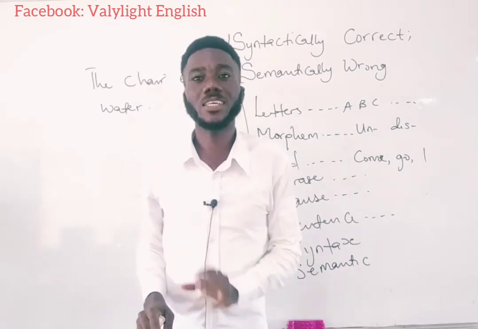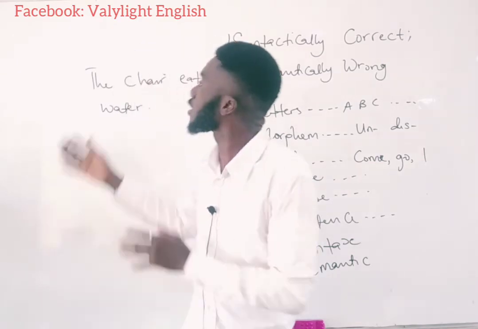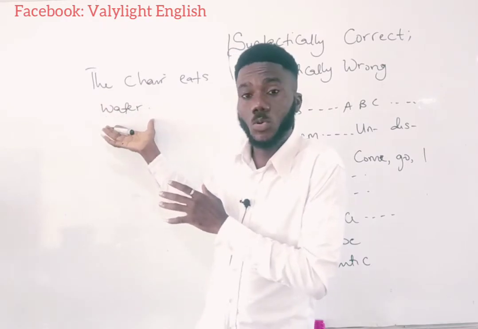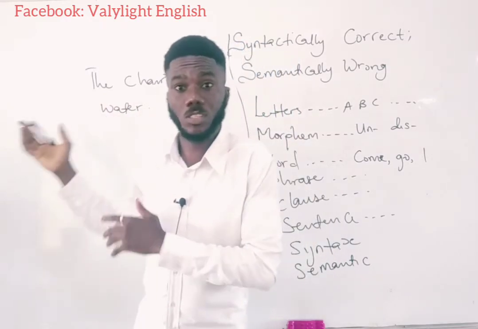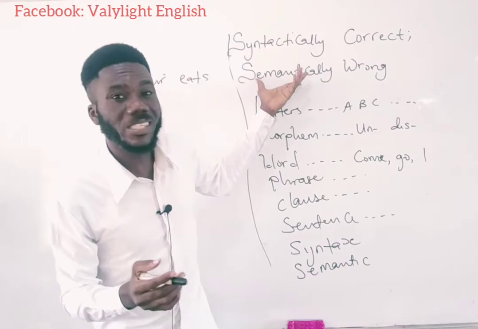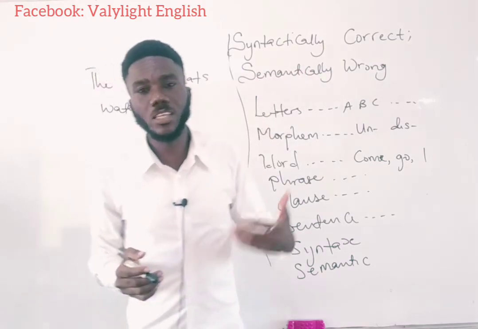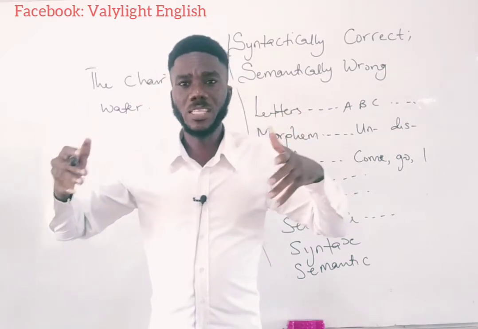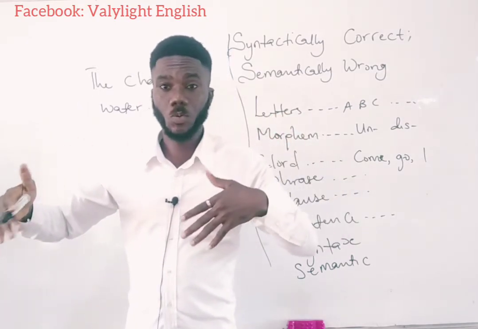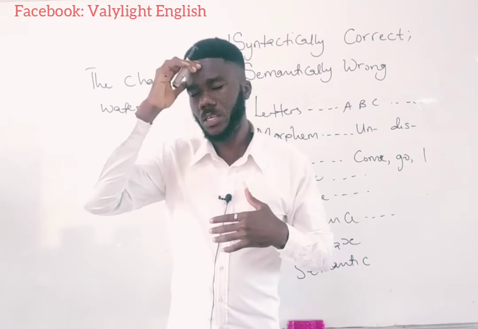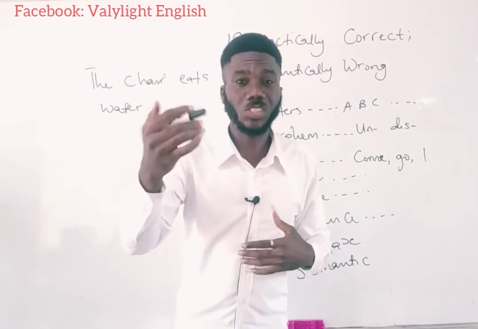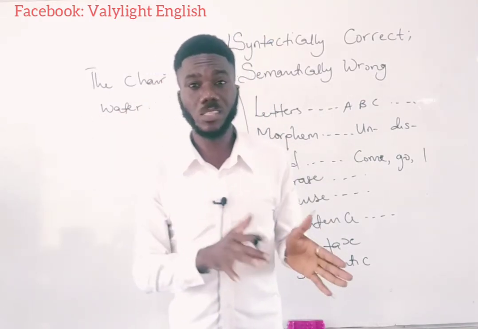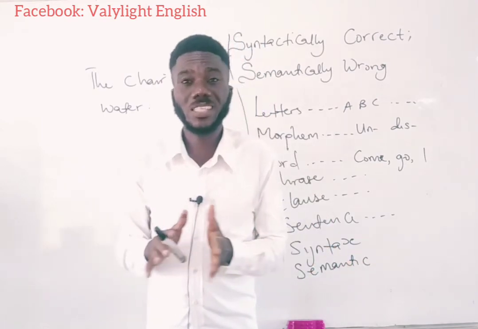So when you say that a sentence is syntactically correct, what it means is that it obeys the rules governing the way a sentence is expected to be structured. But then, in the area of semantics, that is meaning, the meaning that the sentence conveys, it becomes wrong. And remember, when you talk about meaning, the meaning can be implicit or explicit. We're going to talk about this maybe in the next video. But you can just check what it means to say that a meaning is explicit, and what it means to say that it is implicit.